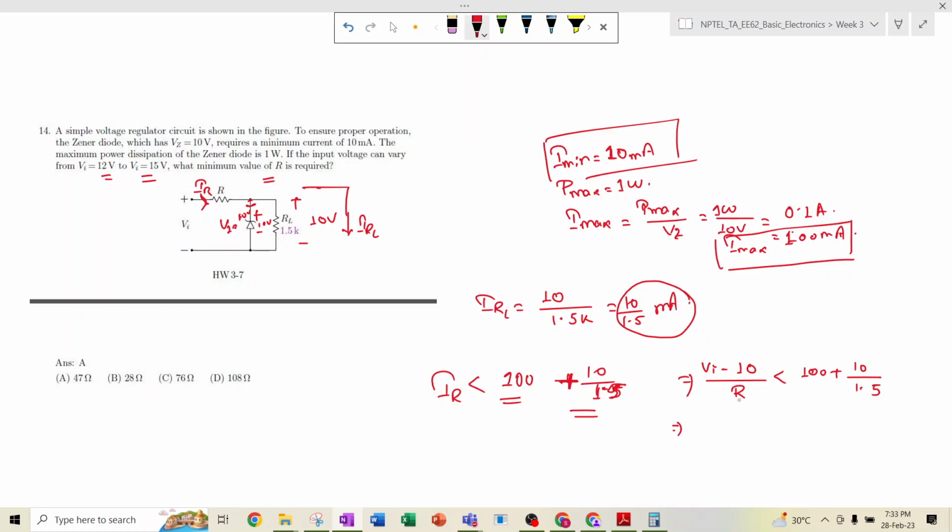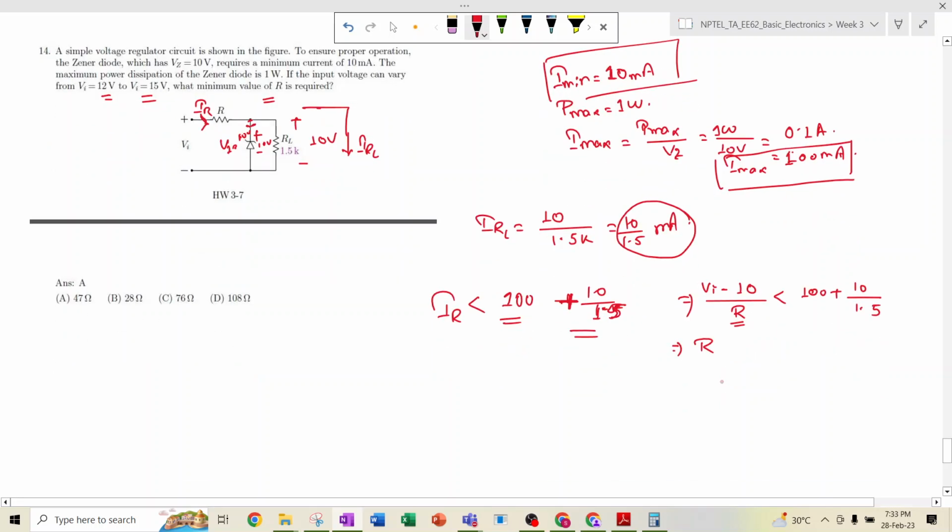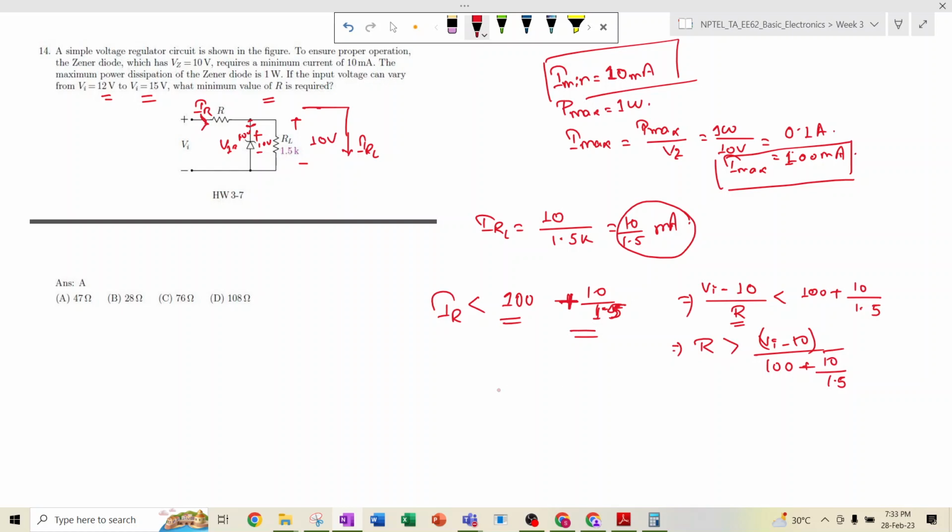Now I am rewriting this equation. R should be greater than Vi minus 10 divided by 100 plus 10 by 1.5. Okay, so now the Vi is varying from 12 volt to 15 volt, that is given in the question.